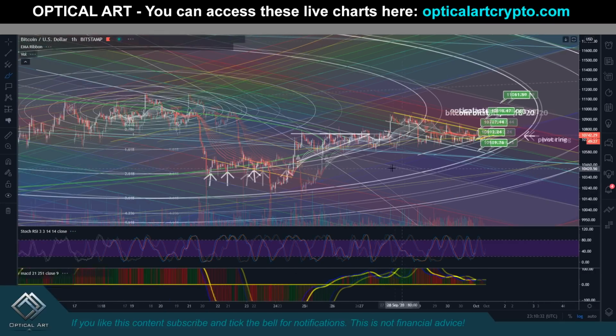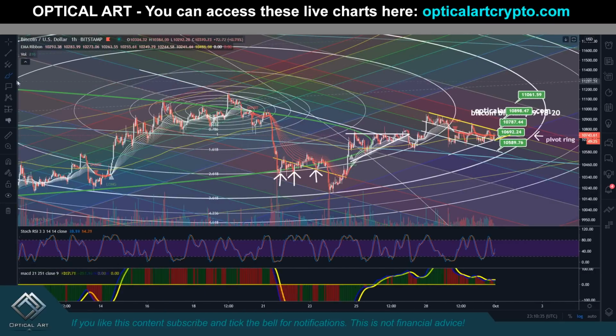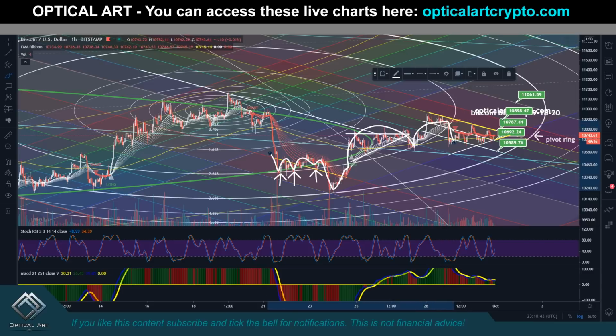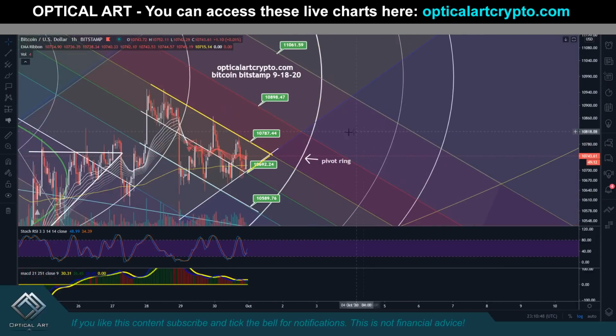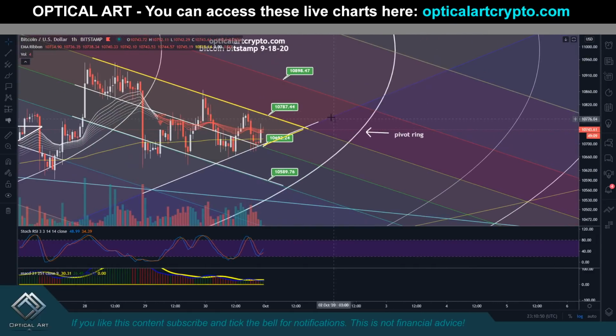You can see we are respecting this fib circle. Every time we hit this ring, you see we found support, support, support. We broke down to the next ring, pushed back up as resistance. We found support. When we crossed it, we dropped. So we are coming up on that next pivot ring right here. And again, when you make contact depends on where price is.